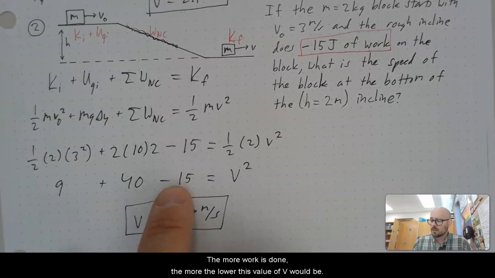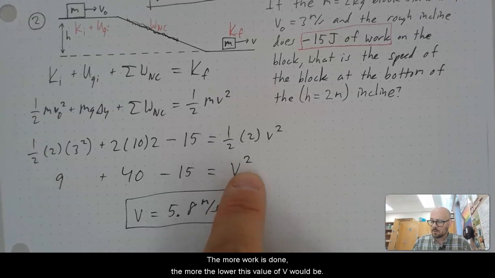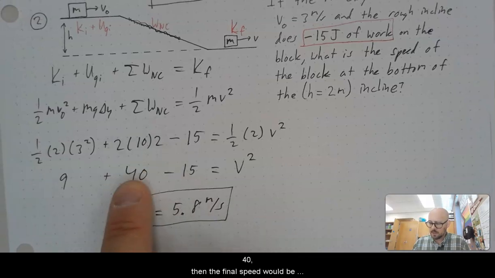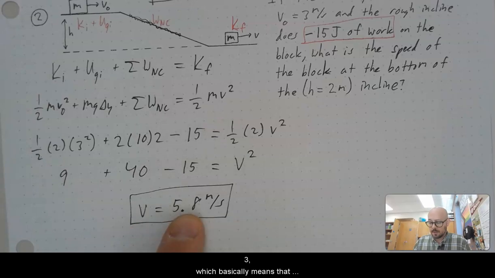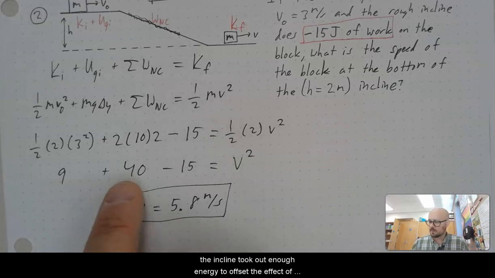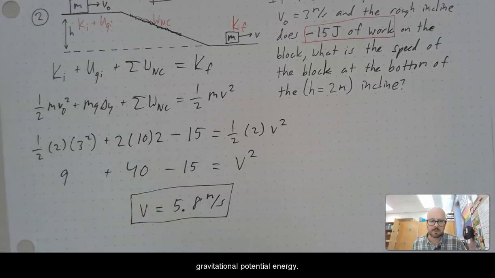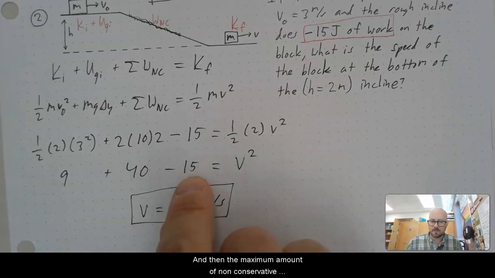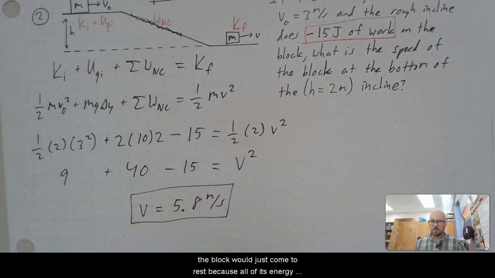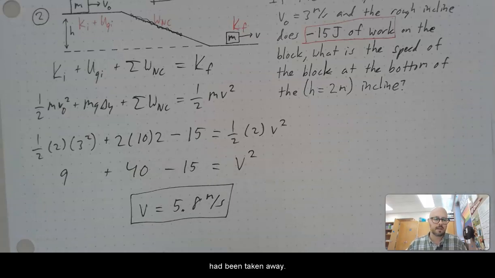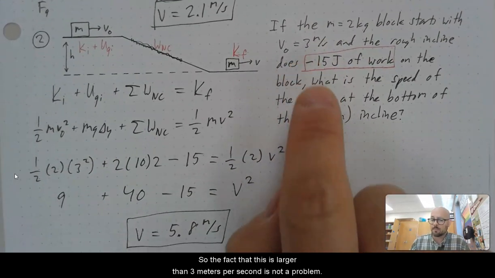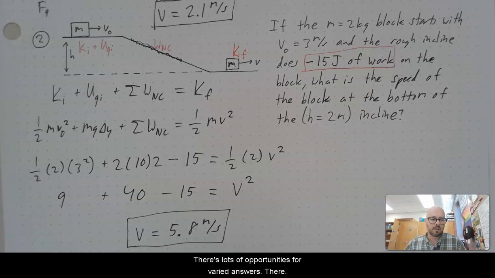The more work is done, the lower this value of v would be. If this value of non-conservative work is equal to 40, then the final speed would be 3, which basically means that the incline took out enough energy to offset the effect of gravitational potential energy. And then the maximum amount of non-conservative work this incline could do would actually be 49 joules. And at the bottom of the incline, the block would just come to rest because all of its energy had been taken away. So the fact that this is larger than 3 meters per second is not a problem. There's lots of opportunities for varied answers there.